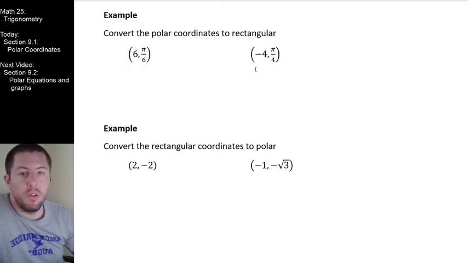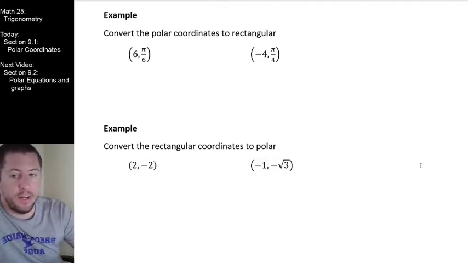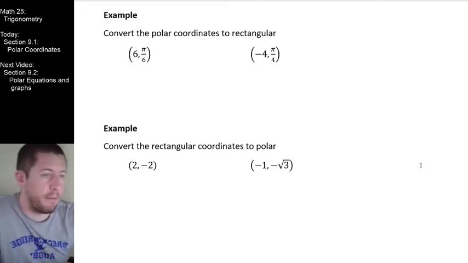These top 2 are in polar, convert them into rectangular. These bottom 2 are in rectangular xy coordinates, convert them into polar. So pause right now and do that. And I'll do it right now.